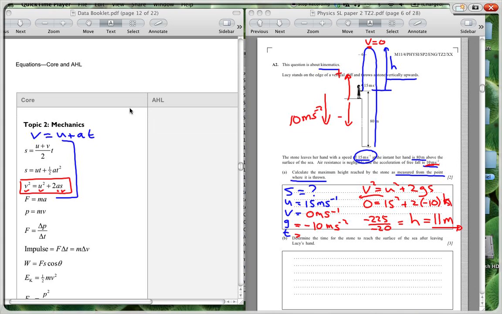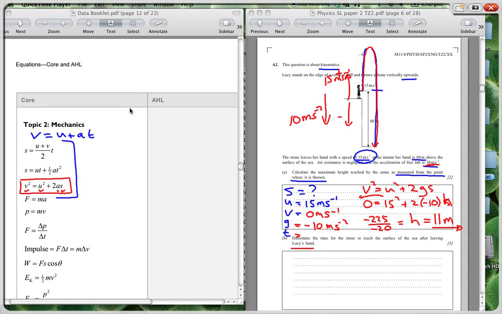Then it says, determine the time for the stone to reach the surface of the sea after leaving Lucy's hand. So now we've got a bit of a change of situation here. Now we're looking at the whole motion, all the way from there. We've still got our initial velocity of 15 meters per second in that direction, but we're going all the way up and coming all the way down.